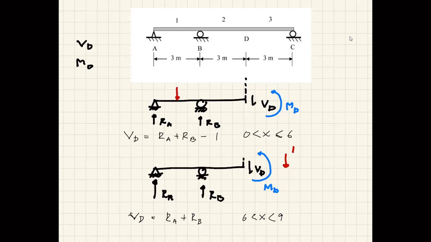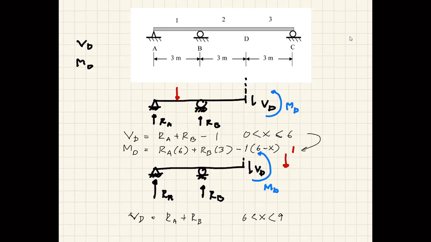And I can do the same for the moment. MD here from the first free body diagram is gonna be equal to RA. I'm taking the moment at D, of course. RA multiplied by 6 plus RB multiplied by 3 minus the load multiplied by 6 minus x. Okay, and the range is the same.